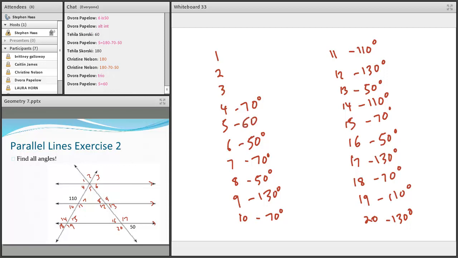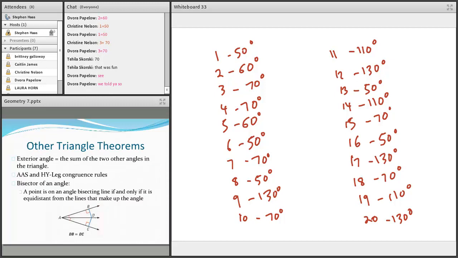Okay, so what about 1, 2, or 3? Well, you can get 2 because it's vertical with 5, so that's 60. You can get 1 because it's vertical with 6, so that's 50. And 3 because it's vertical with 4. And of course, you can get it many other ways. You also could have gotten 1 because it's a linear trio with 2 and 3, or a linear trio with 1 and 3, etc. And now you get all 20 of them. So that's kind of like what the first homework question is. It's kind of similar, not quite the same thing, but fairly similar.